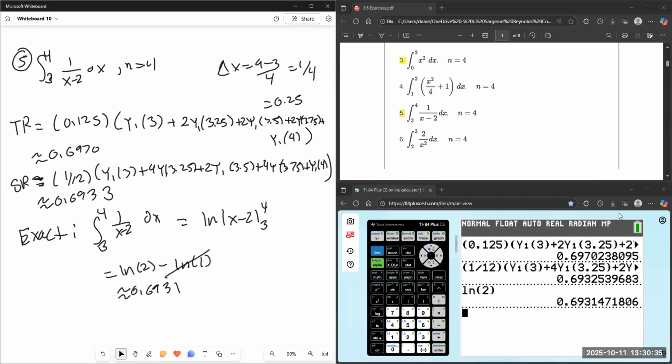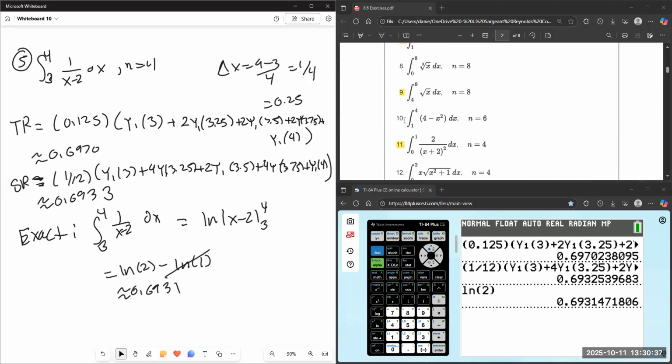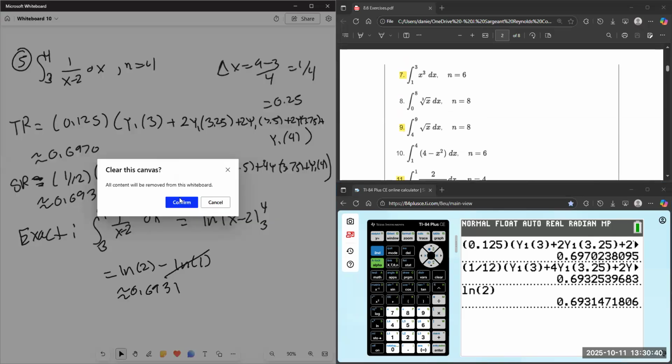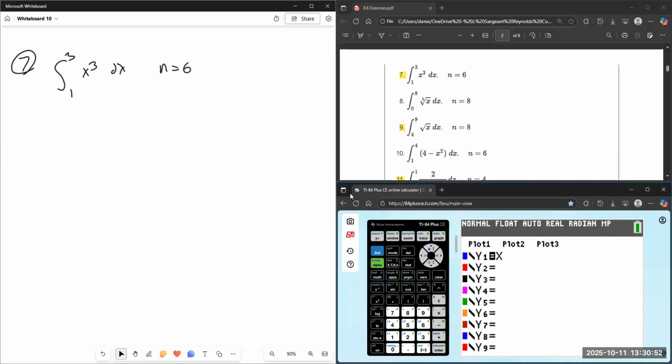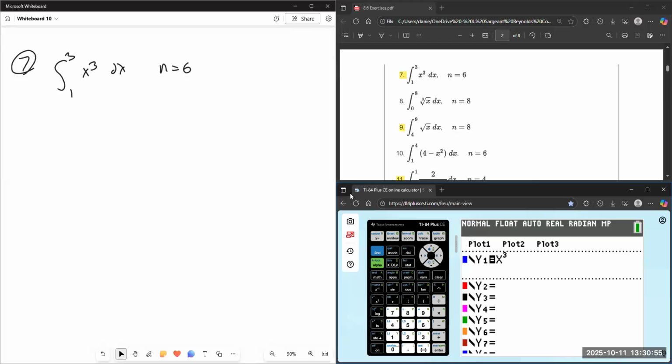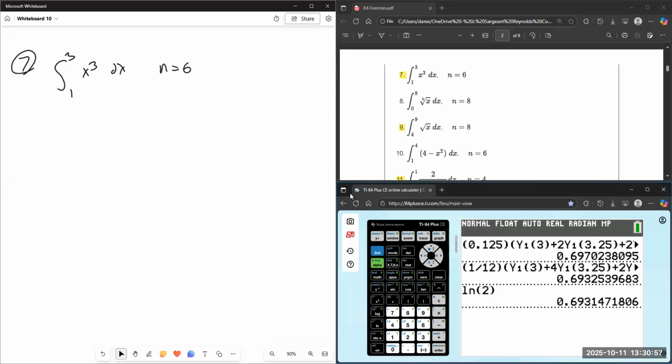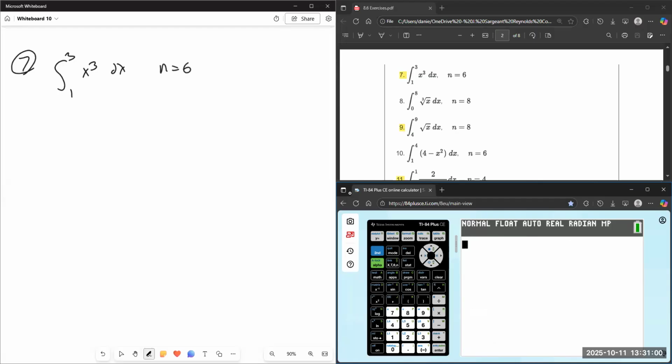Let's look at number 7. The integral from 1 to 3 of x cubed dx, n equals 6. So don't forget to come up here, change your function to x cubed, enter, come on out here, clear this. We have delta x is equal to 3 minus 1 over 6, is 2 over 6, is 1/3. So I might need to use fractions here.